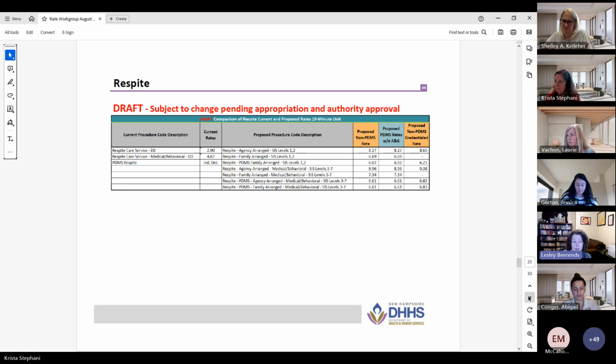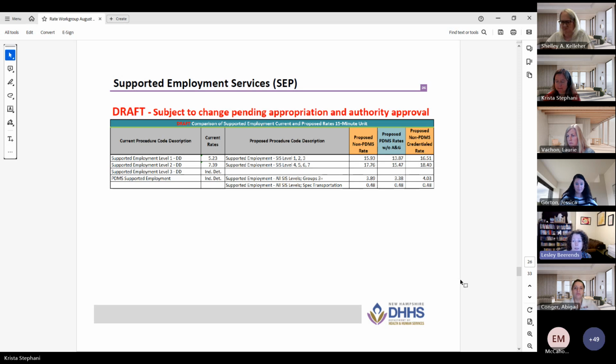So the last one that we'll talk about today is supported employment. Once again, for supported employment, right now there's three different levels. That level three DD is where that independently determined rate is. We are proposing two different levels. That CIS levels 1, 2, and 3, moving up at level 4 to a separate rate. Once again, that's where those support needs move up to very high with that behavioral. So the additional training hours for individuals with behavioral and medical needs gets added at that level.